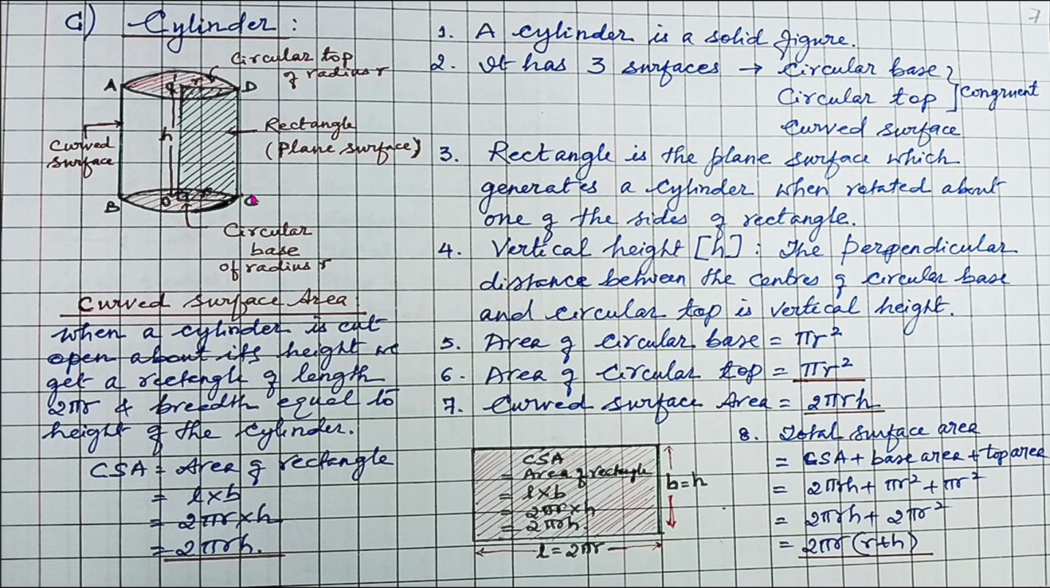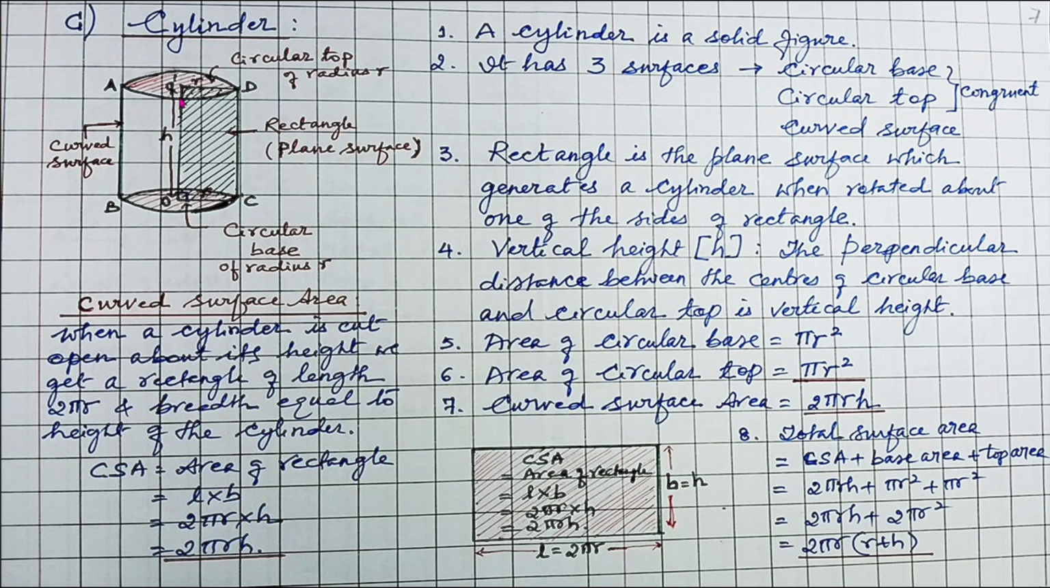If I rotate this rectangle OCDO dash about the side OO dash, then this cylinder can be generated. Sometimes it is asked what is the plane figure which generates a cylinder, and that is a rectangle. Please remember that. Now if I take the vertical height as h, the vertical height is the perpendicular distance between the centers of the circular base and circular top. Area of the circular base is pi r square because it is a circle. Area of the circular top is also pi r square because both are congruent, and the curved surface area is 2 pi r h.